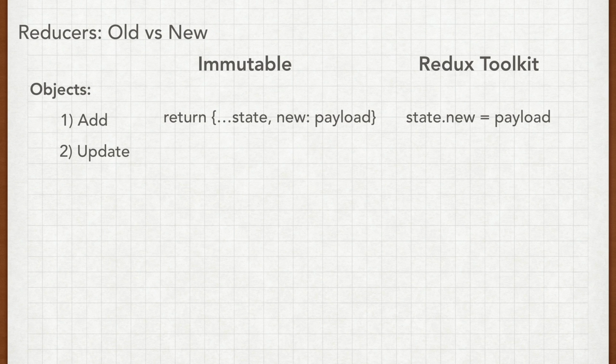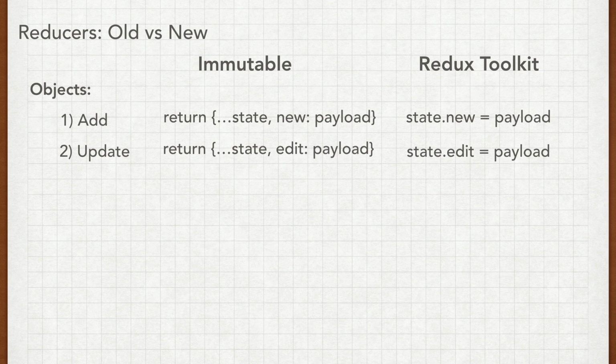Number two, let's say you want to update a key value pair. Let's say you have a key called edit, right? And you want to update that with your new payload. So in an immutable way, it looks very similar. All you gotta do is spread the state and then edit: payload. So why this works is that the key edit and then the payload that comes after the spread operator of state, it will overwrite the old edit key that you had. So this is why this works. But in the Redux Toolkit way, again, it looks very similar to the first way of adding. You just do state.edit = payload, and that will overwrite the existing data that was inside the edit key.